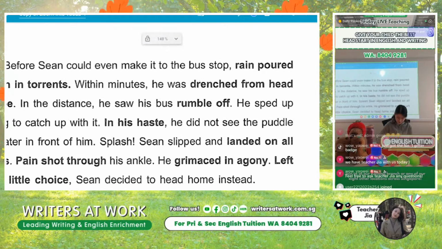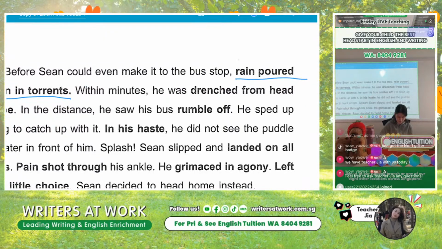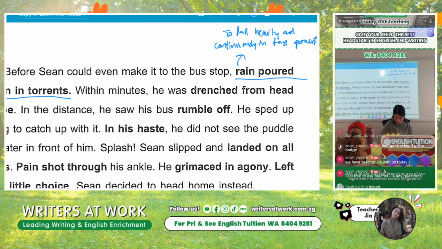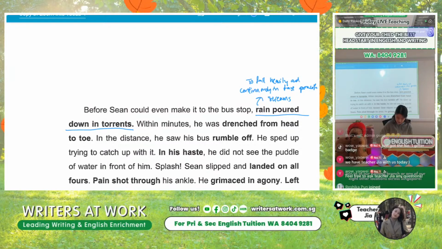Okay, when you say rain poured down in torrents, you're referring to the fact that the rain is falling heavily. So let's say, to fall heavily and continuously in fast, powerful streams. Okay, so there is a literal picture that looks like this.